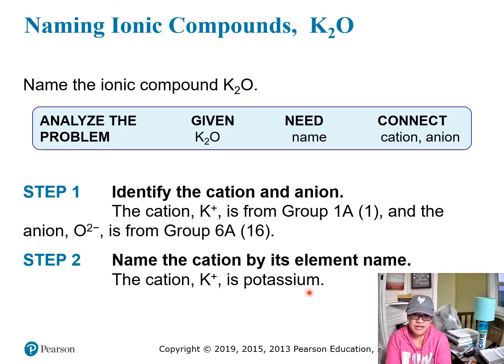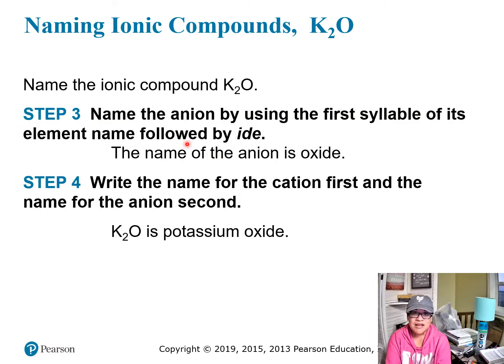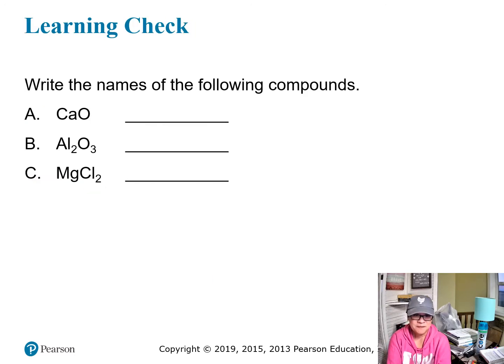And then we name the cation, which is just potassium. Then we name the anion, which is oxygen, but you drop the ending, so it's oxide, and then you put them together, potassium oxide. Pretty easy. See if you can name these 3 compounds.